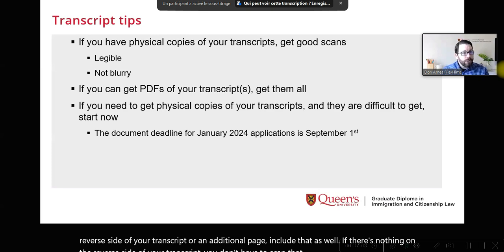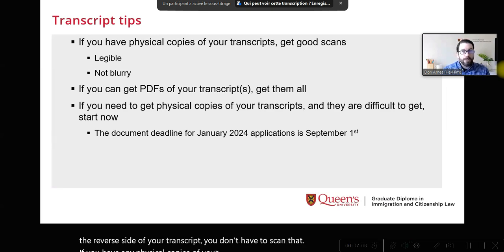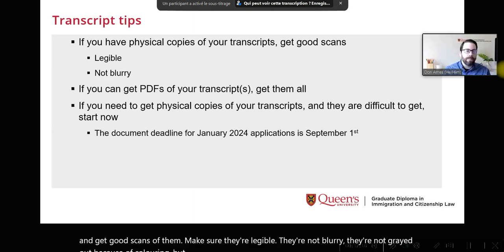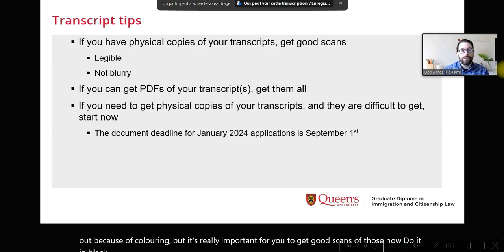If you have any physical copies of your transcripts in your possession right now, go ahead and get good scans of them. Make sure they're legible. They're not blurry. They're not grayed out because of coloring. But it's really important for you to get good scans of those now. Do it in black and white to save on the file size so you can upload it with your application.